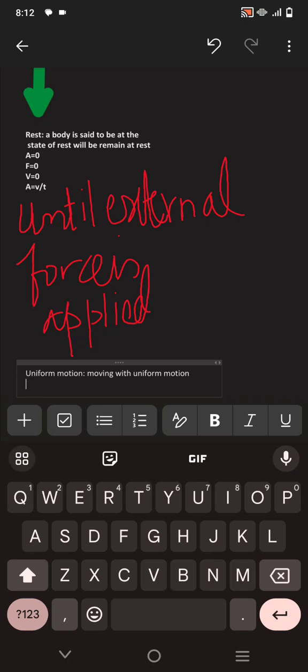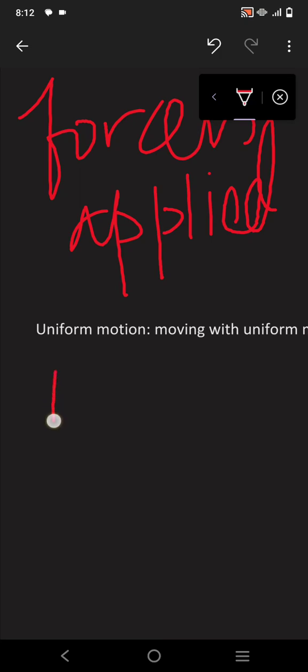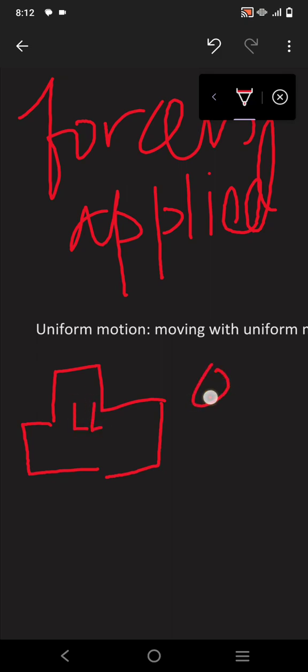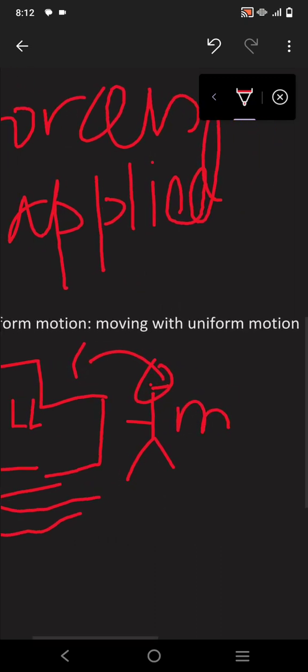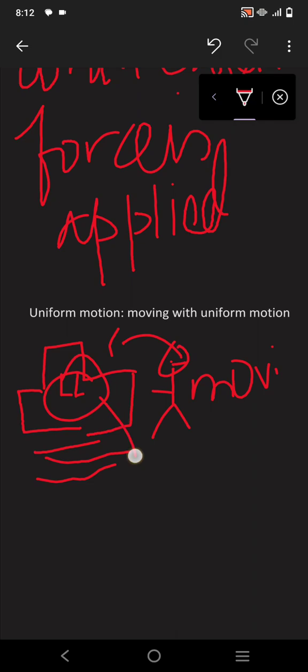For example, you are traveling by a car. This is a very confusing example. You are sitting in a car, and there is an outsider, and the car is moving. In the context of the outsider, you are in motion, but in your own context you are at rest.